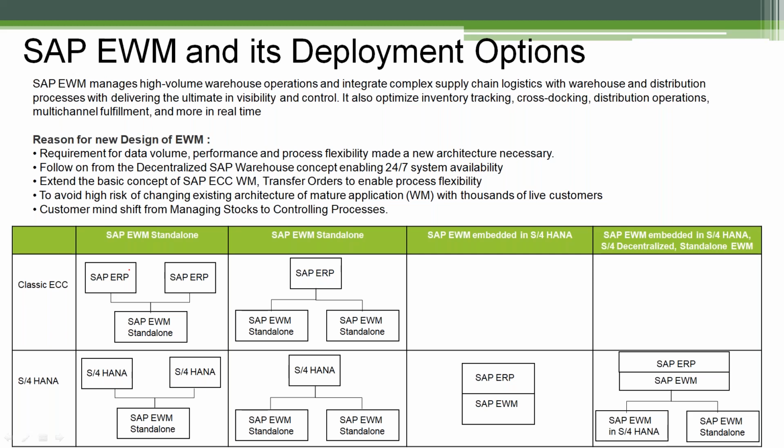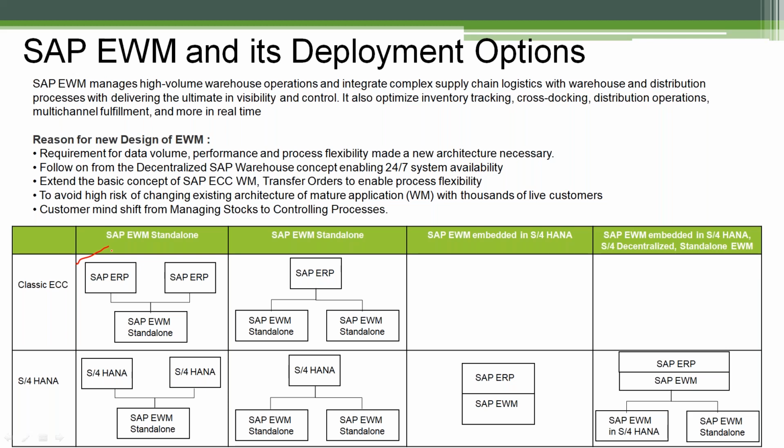SAP EWM standalone. In this deployment option, SAP EWM is installed as a separate module in NetWeaver, or it is installed as part of SCM. It is decentralized in a separate instance and it talks to one or more ERP systems. These ERP systems are your ECC system, where MM, SD, PP, QM, all those modules are being used. And EWM talks to those systems using queued RFCs.